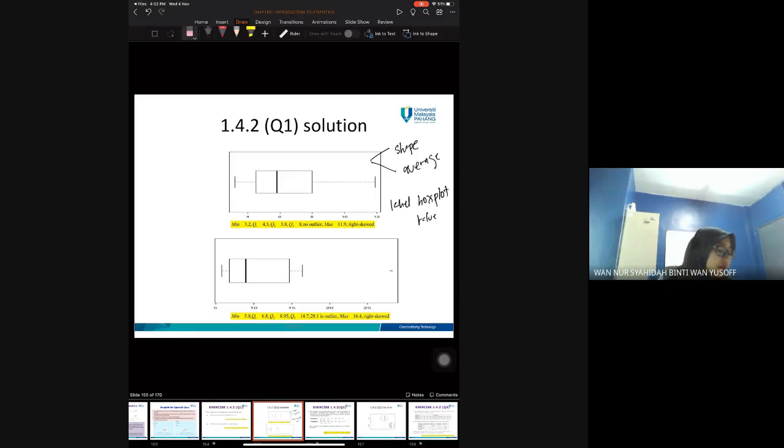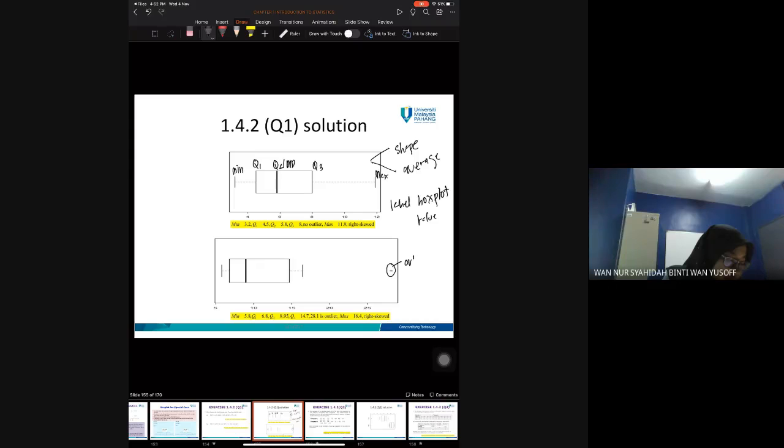After you draw your box plot, we need to label the values that you plot. Here we have the minimum value, the Q1, Q2 or the median, and then the Q3, and here is the max value. If you have an outlier, for example in the second question here, this is the outlier, so we need to label it also. This is the outlier, so that the reader knows.